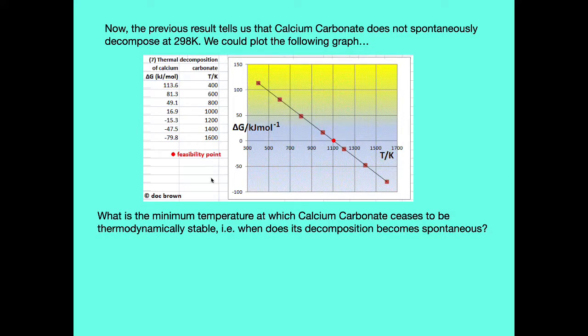Okay, so we could ask ourselves the question, what is the temperature? How can we work it out? At what point does it become thermodynamically unstable, and the reaction or the decomposition becomes spontaneous and feasible.